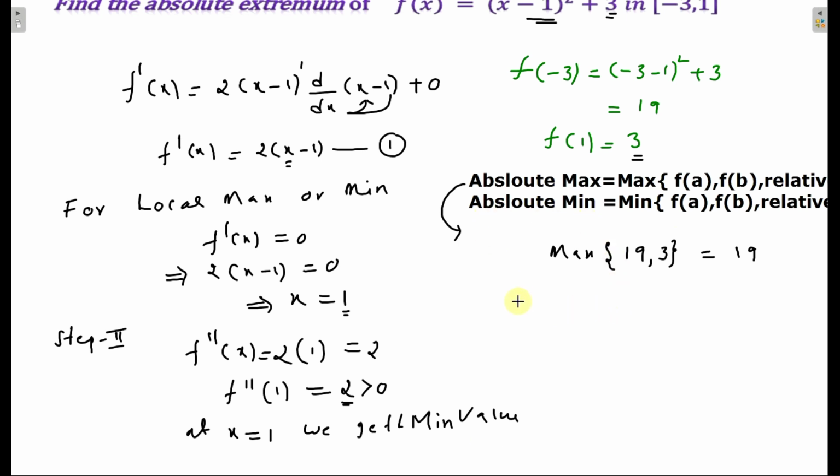Again, absolute minimum is given by minimum of f of a is 19, f of b is 3, and again at x is equal to 1 means f of 1, that is 3 here, no need to write again. The minimum value is 3 here.